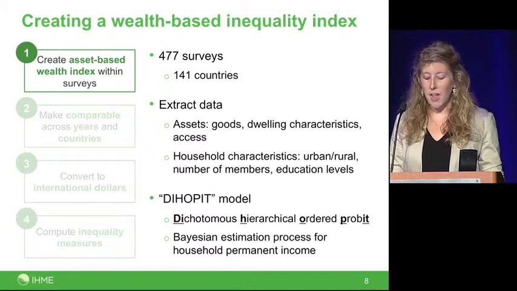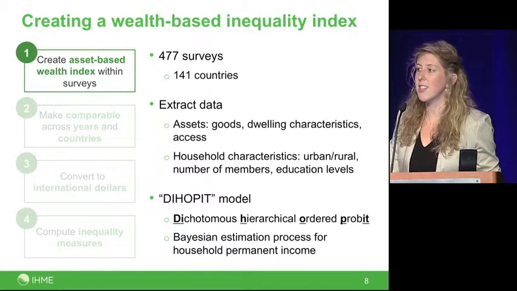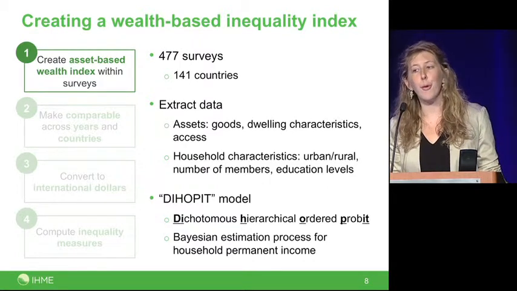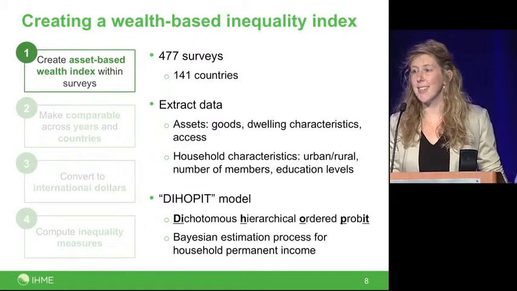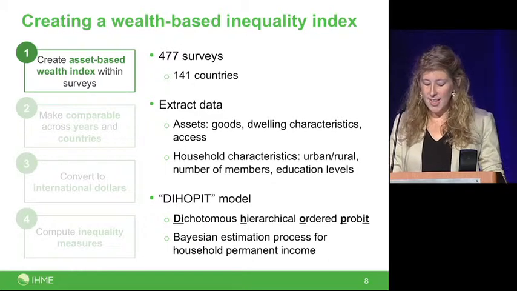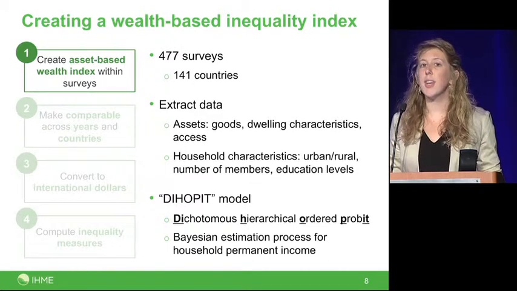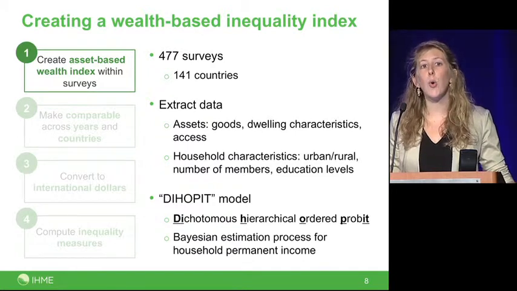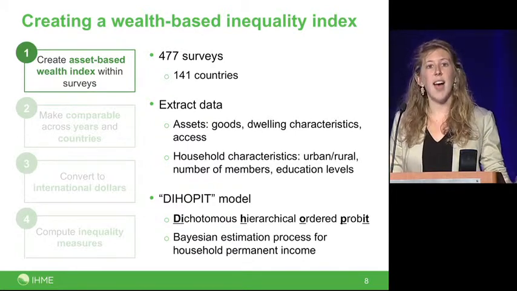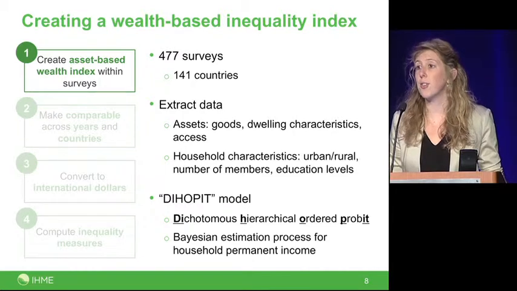Given this information, we then run our DIHOPIT model, which stands for dichotomous, hierarchical, ordered probit, and is less intimidating than it sounds. It is a Bayesian estimation process from which we get a household estimate of permanent income, of wealth. At its core, though, it is a probit regression of asset ownership on those household characteristics.